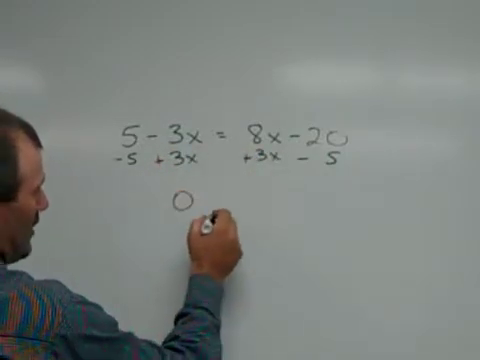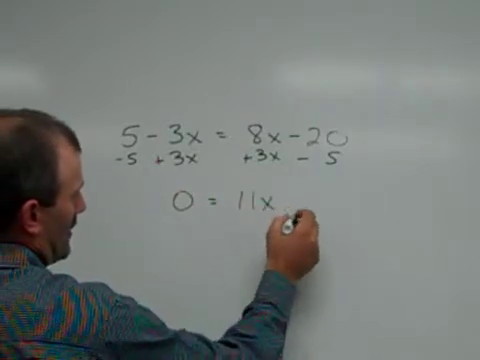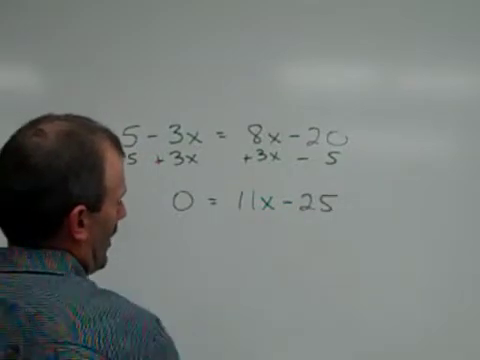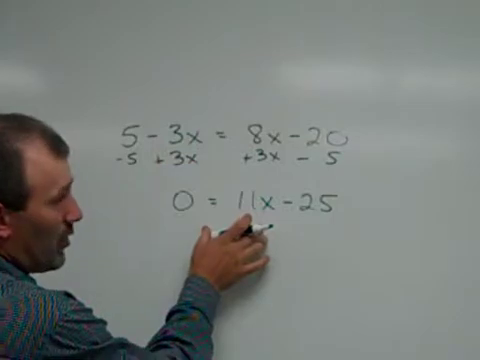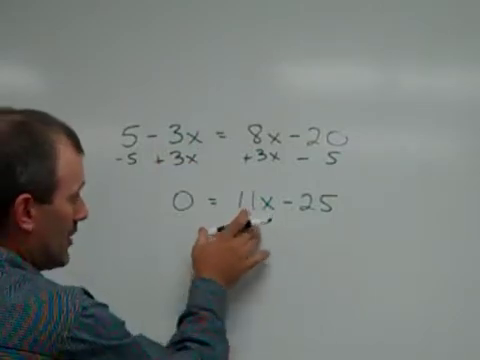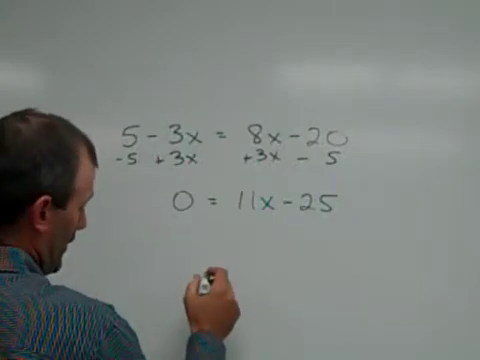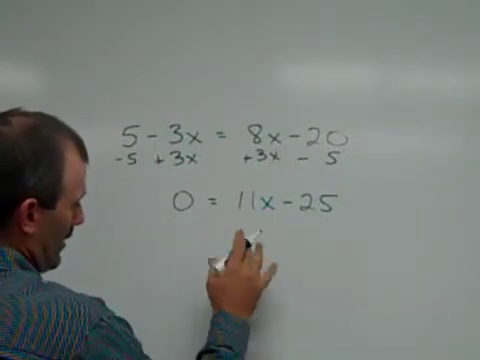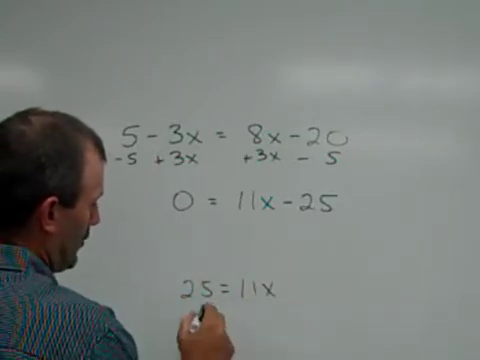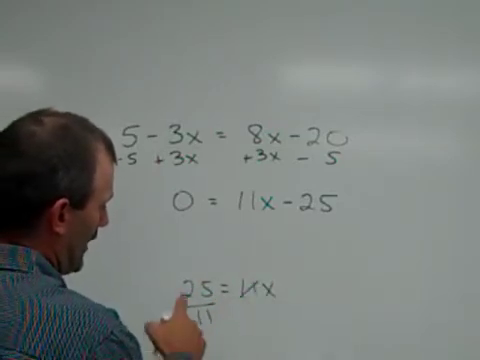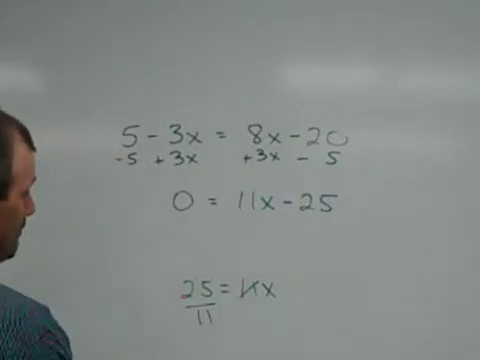That's going to give us 0 on the left-hand side, and it's going to give us 11x minus 25 on the right-hand side. This then is going to be the equation that we're going to graph to find the value of x. Now, we can finish solving this easily enough. Algebraically, we would add 25, and then we would divide by 11, and we'd find out that x is 25 over 11. But let's go ahead and solve this graphically.